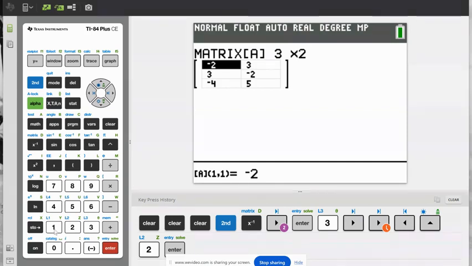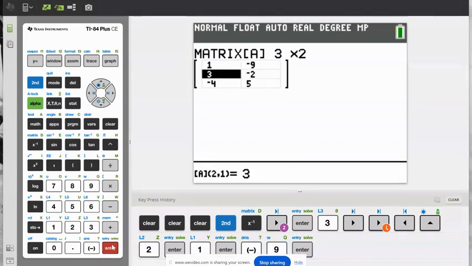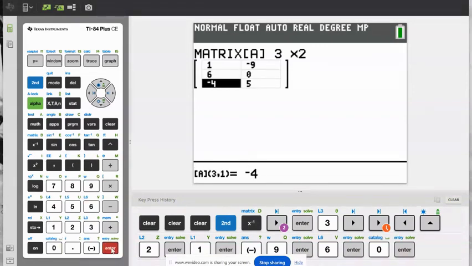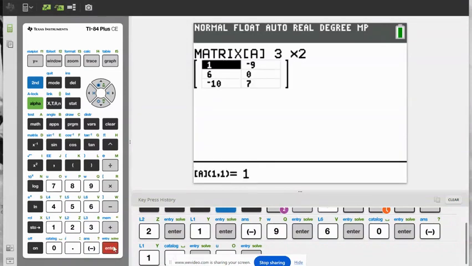So I'm going to press 1 and then enter. -9. Now make sure you don't do minus 9. The negative is under the 3. So -9, enter. 6, enter. 0, enter. -10. And lastly, 7.